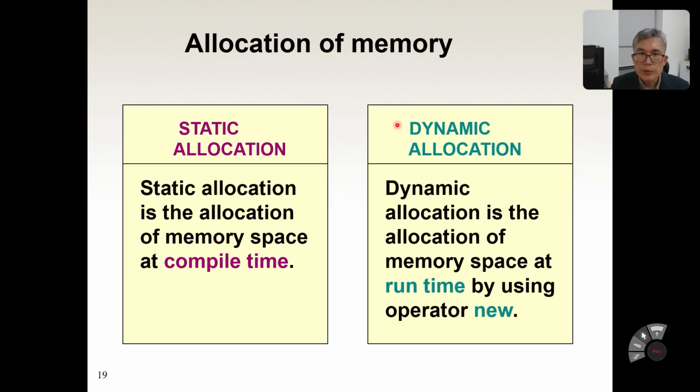Let's move on to allocation of memory. We have two cases: the first is static allocation, the second is dynamic allocation. Static allocation is the allocation of memory space at compile time, so we can make the execution file. On the other hand, dynamic allocation is the allocation of memory space at running time, the execution time of the binary, by using operator new.